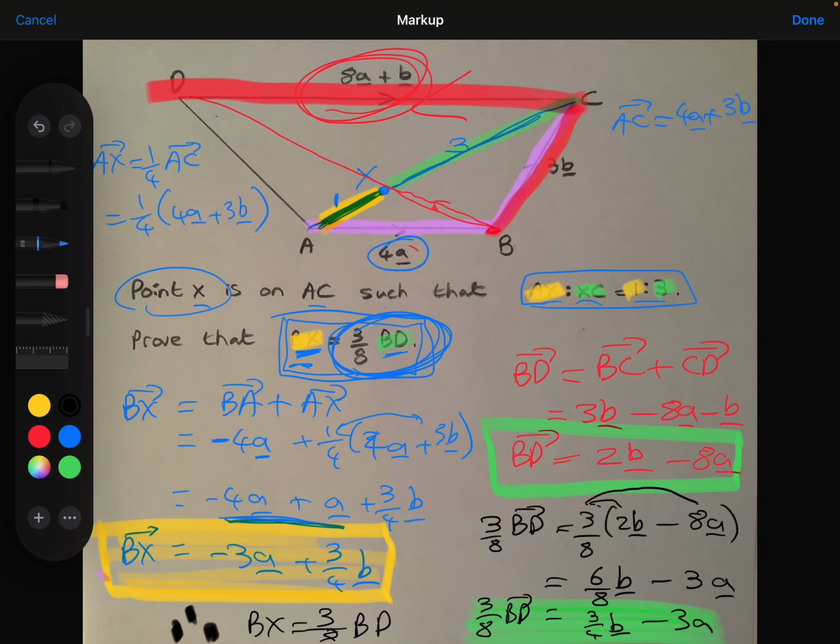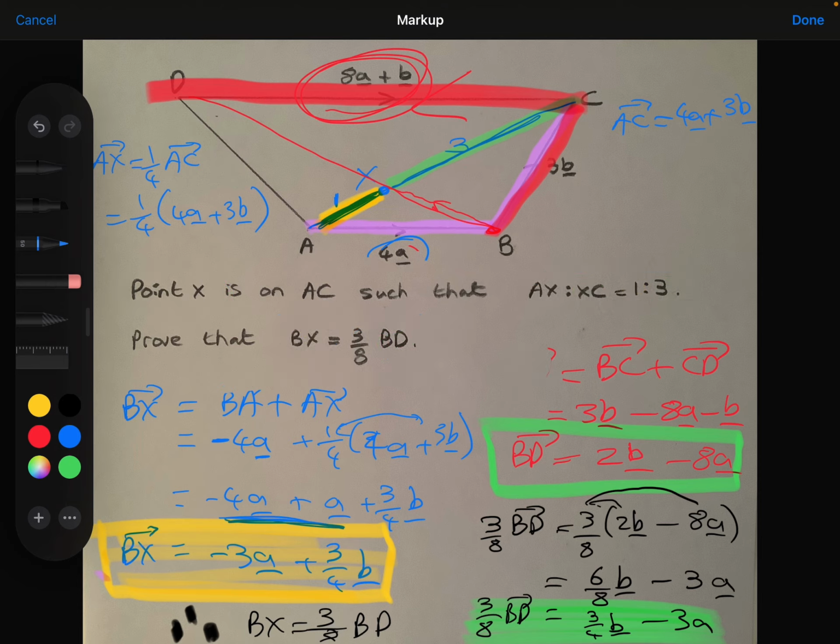So the key thing with these questions: mark the diagrams on carefully, mark the extra points onto your diagram carefully. So mark on point X there carefully. Turn the ratio into a fraction that you can use with the vectors. And then this is telling you to work out the BX and the BD separately, and then combine them together at the end to complete your proof.